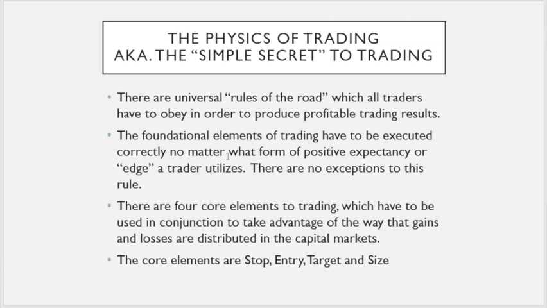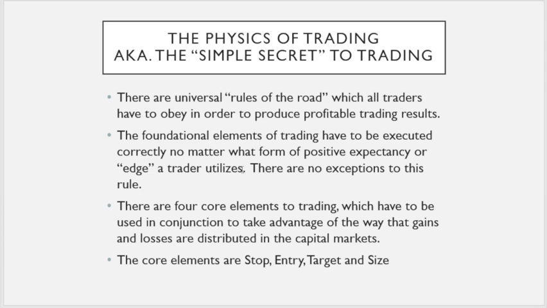Okay, so these edge components have to be executed correctly. Trading's not hard, but it's not forgiving either. If you don't do all of these elements every time you trade, if you don't make it happen the way it's supposed to happen, the whole thing falls apart. It's not like you can do three things right and one thing wrong and it's good enough. It doesn't really work that way. You have to do the right things all the time in order to see that statistical advantage expressed at the end of the day. Okay, so stop, entry, target, size.